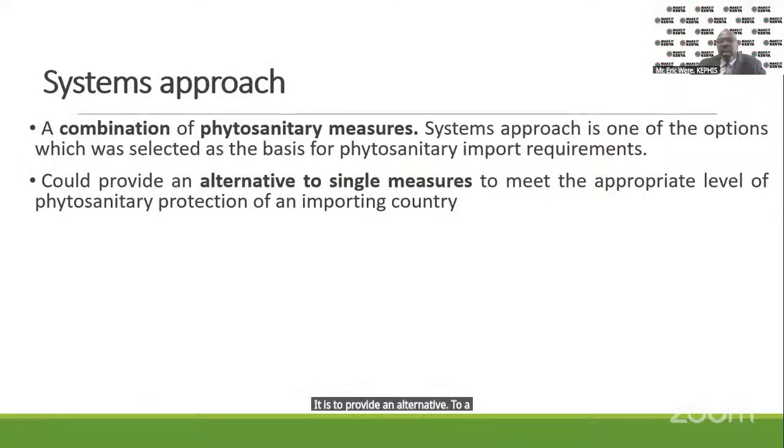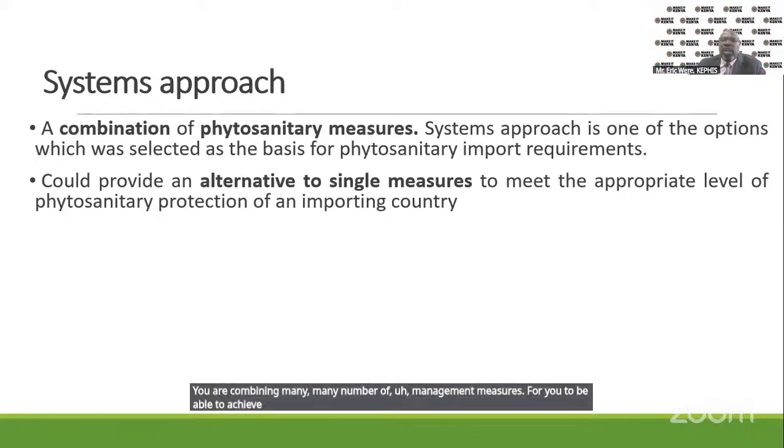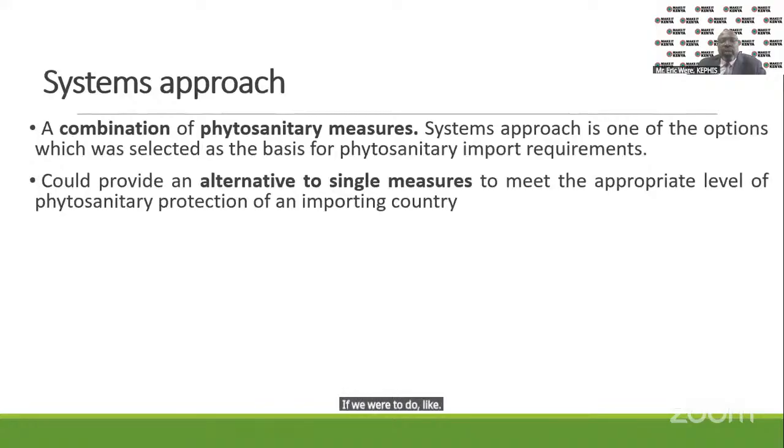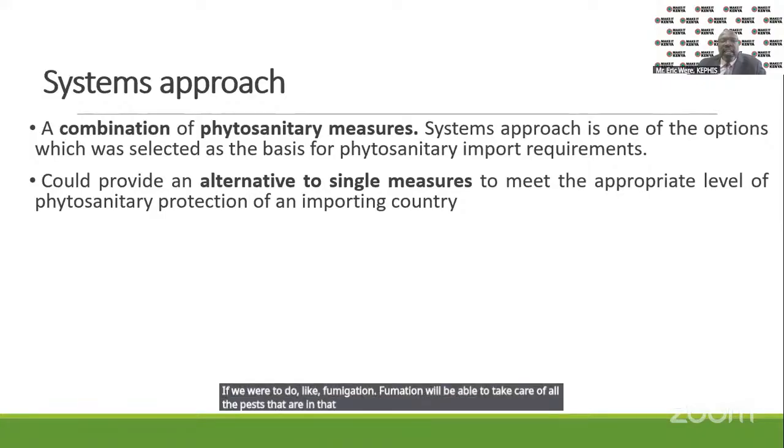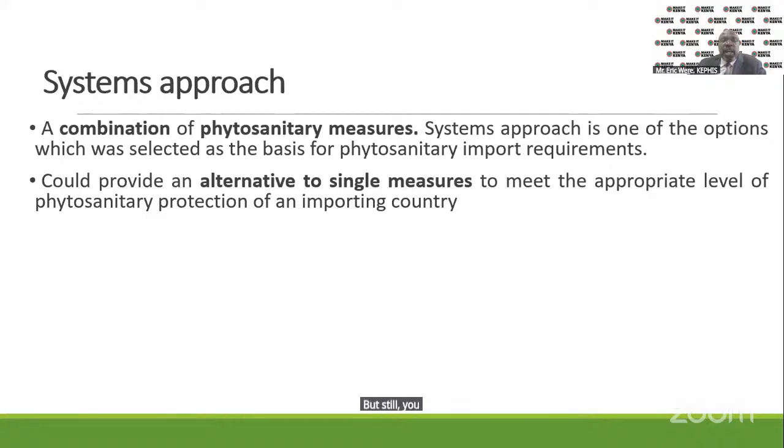to a single measure. You are combining a number of management measures to achieve what could maybe be achieved by one process. For example, if we were to do fumigation, it will be able to take care of all the pests that are in that consignment. But still, you can put quite a number of measures together to achieve that particular alternative that you have, like fumigation.